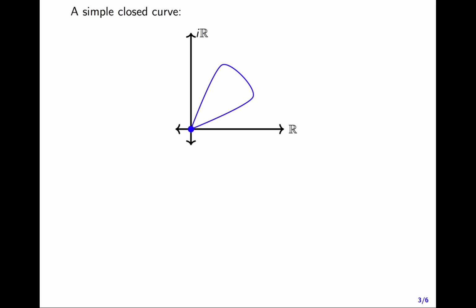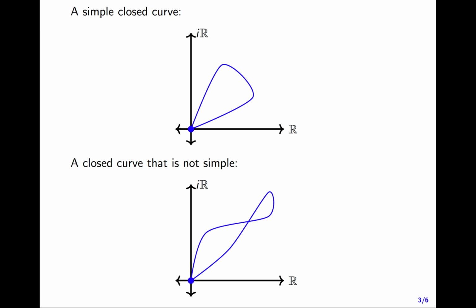Here is a simple closed curve. You note that the starting point is the same as the terminal point, no matter what you pick the initial or terminal point to be. And you also see the curve does not intersect itself. Here's a closed curve that is not simple because, in this sideways figure 8, you see the curve does double back on itself.